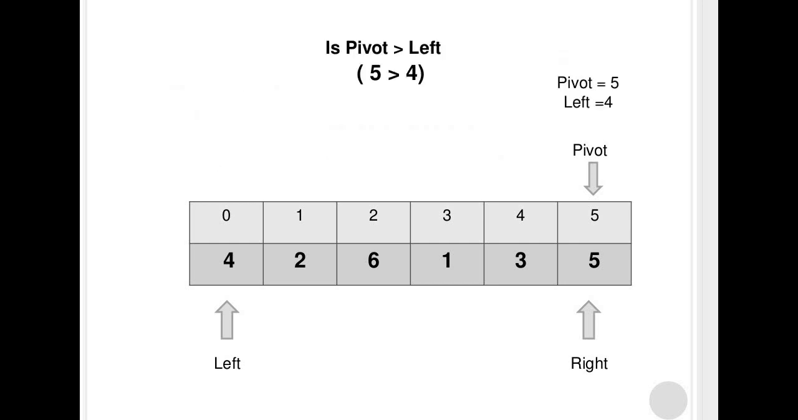Now here the pivot element is greater than the left element, right? That is the second one. So 5 is greater than 4, that is correct. So you no need to swap, yes. So we move one position towards the right. Here we will compare the next element, that is 2. So 2 will be compared with the pivot element here.